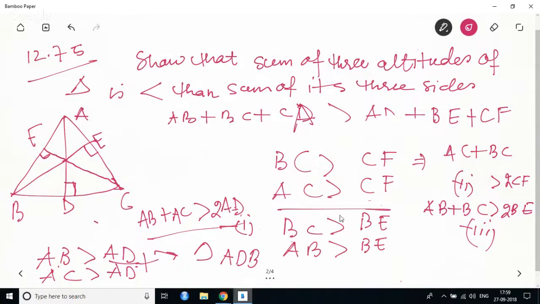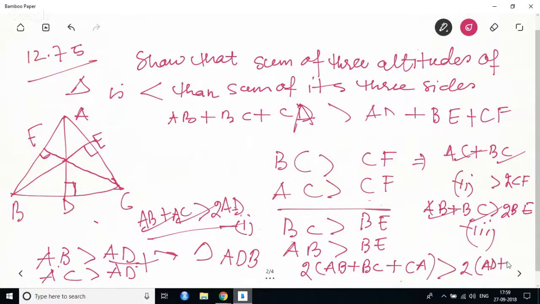If I add all three equations, AB is coming two times, AC is coming two times, and BC is coming two times. So it becomes 2 times AB plus BC plus CA is greater than 2 times AD plus BE plus CF, and you have already proved the inequality. So the 2 cancels, and your inequality is proved. This is how simple it is.